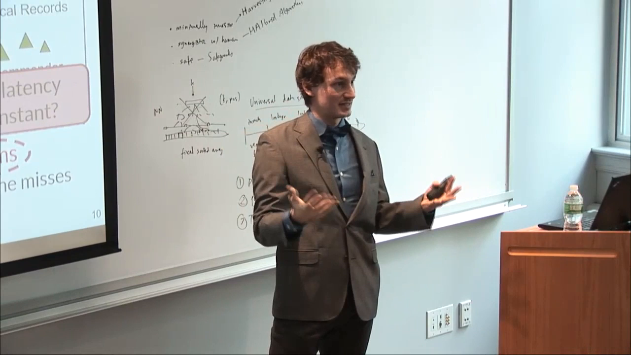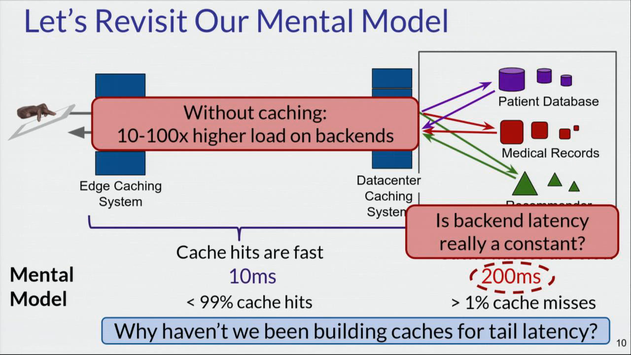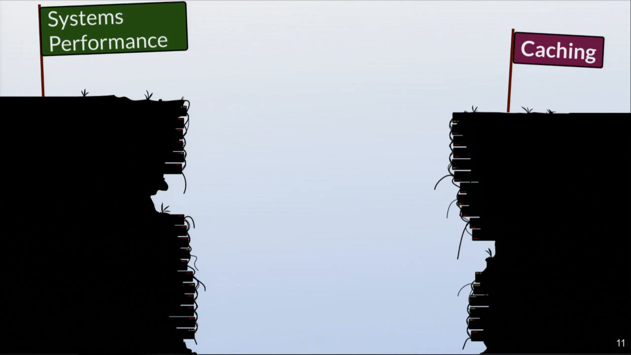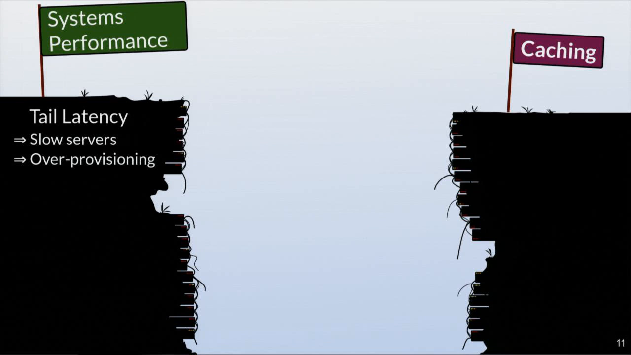Now, let me ask you, why haven't we been doing this then? Why haven't we been building caches that look at this tail latency case? To answer this, I went into the literature, and I found that there are really two camps. There's the systems performance camp on one hand, and the caching camp on the other hand. And they're pretty separate from each other. The systems performance camp talks a lot about slow servers and how you could bypass them. It talks about over-provisioning just enough so that most of the servers are idle and ready to go.